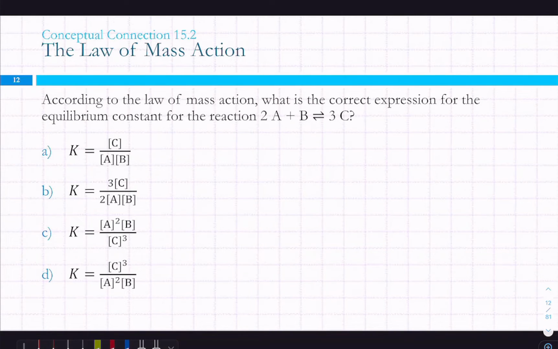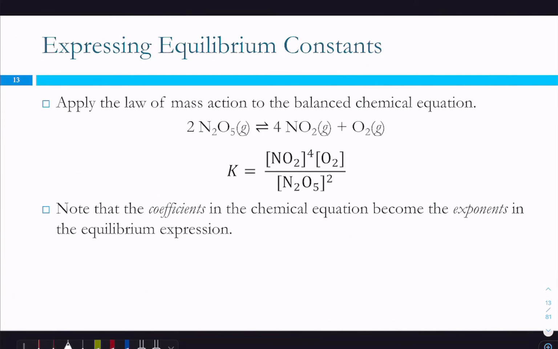So according to the law of mass action, what would be the correct expression for the equilibrium constant for 2A plus B equals 3C? Does anybody want to dispute D? No? Yeah, it's D. Because again, we'd have A raised to the second power, B raised to the first, and C raised to the third. Right? Pretty easy so far. It's a pattern. Just remember the pattern, and then you can keep applying that same pattern.